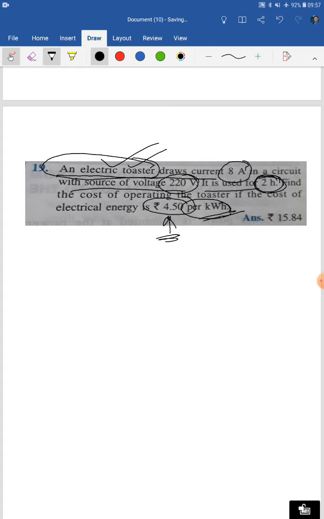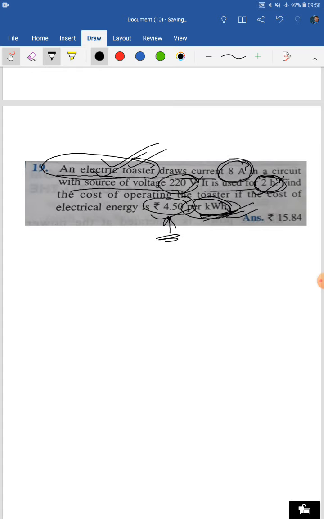If this electric toaster is used for 2 hours, how much you have to pay, and what is the rate? Rate is rupees 4.50 per 1 kilowatt hour. So if 1 kilowatt hour costs 4 rupees 50 paisa, this electric toaster which is drawing a current of 8 ampere across the voltage of 220 volt, when used for 2 hours, how much you have to pay. So this is the question.